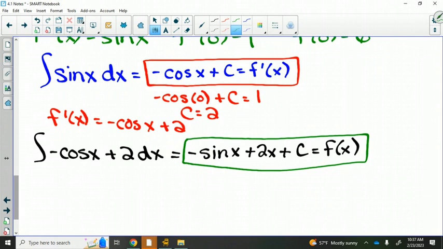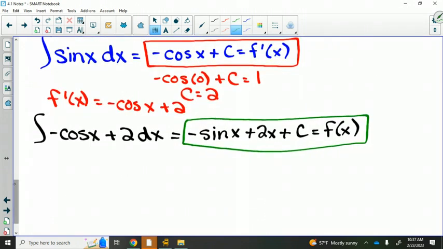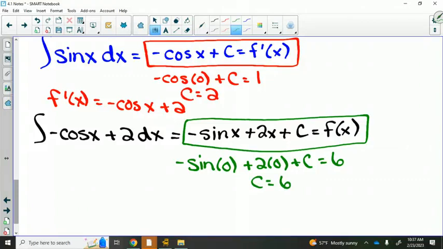Okay, now for our original, what we know, f of 0 equals 6. We'll plug a 0 in for our x's. Equals 6. Okay, unit circle, what's sine of 0? 0. So c is just going to equal 6. Then we get f of x equals negative sine x plus 2x plus 6. And there's our final answer.